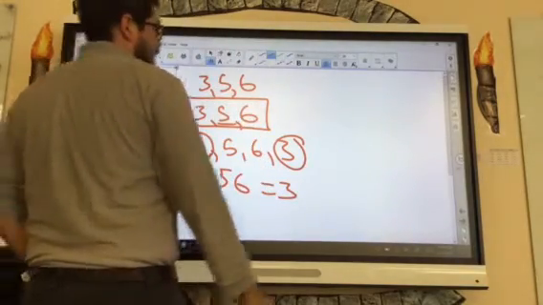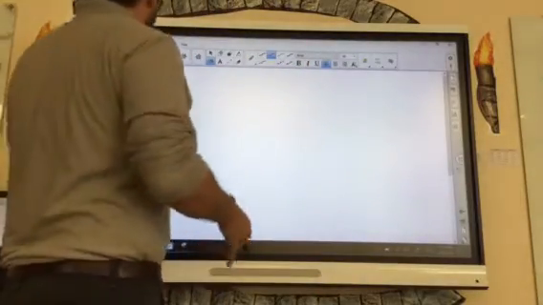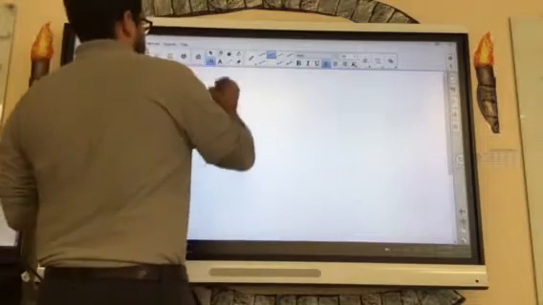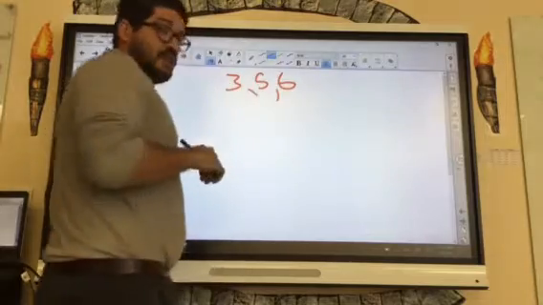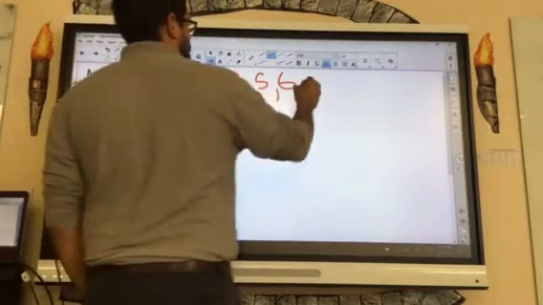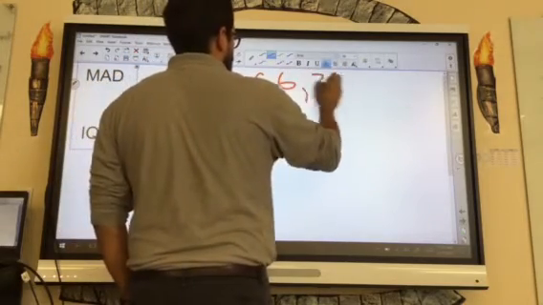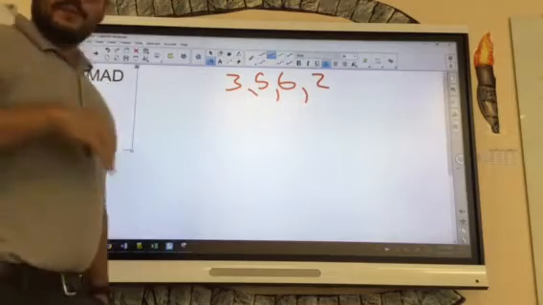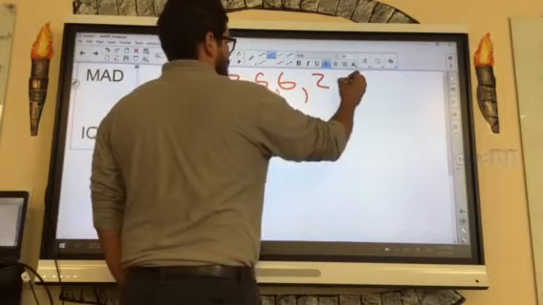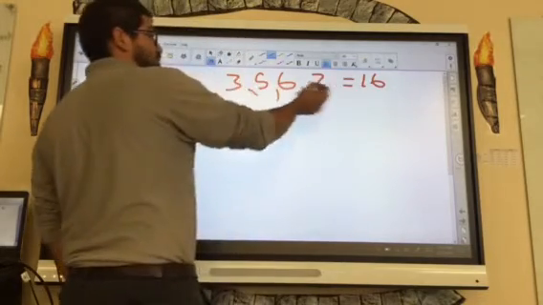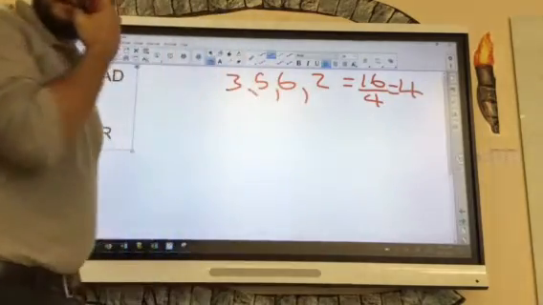All right? Now the last 2 things I'm going to go over are the MAD and IQR. The mean absolute deviation is, let's say I have 3, 5, and 6. Let's put another number there. Let's call it 3, 5, that makes 8, that makes 14. Let's make this 2. So for the mean, you first add up all the numbers in the data. So that makes 8, that makes 14, that makes 2, so that'll make 16. And then I have to divide 16 by 4. That'll give me the mean, which is 4.